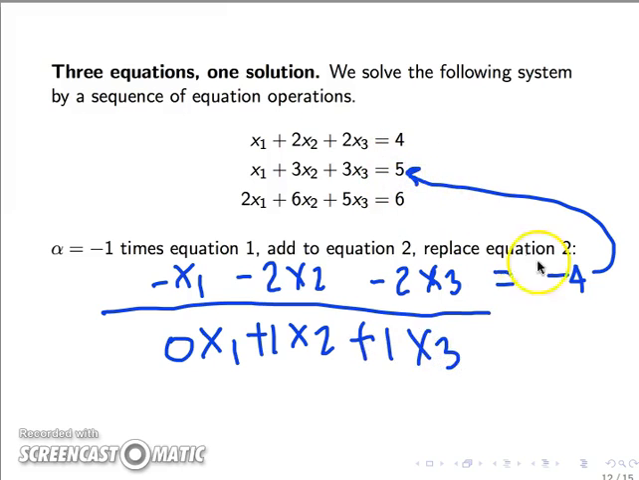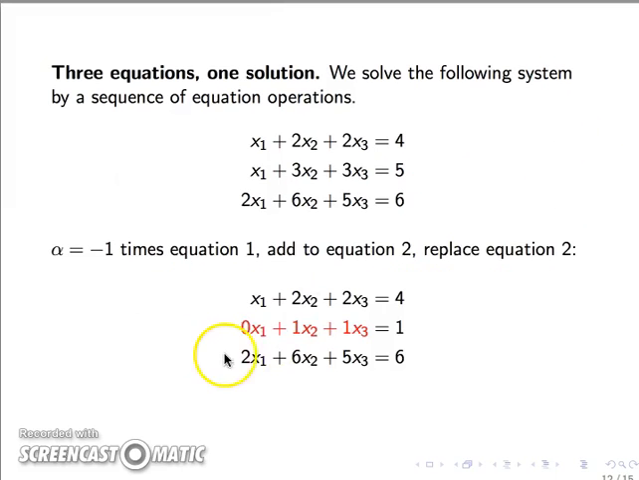And then on the other side of the equal sign, we have 5 added to -4, and that would be 1. So this here is a new equation, and the instruction says replace equation 2. So what we're going to do is substitute equation 2 with this new equation, and that's precisely what we have here, okay? And so now we have a different system than the original system, and because all we did was apply these equation operations, this new system is going to be equivalent to the original one.